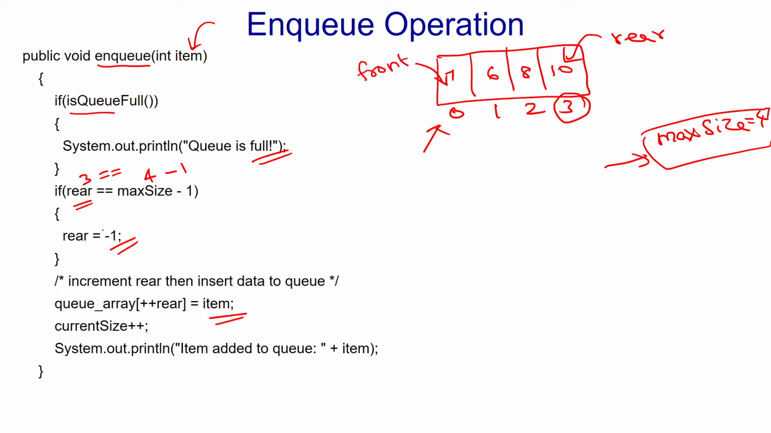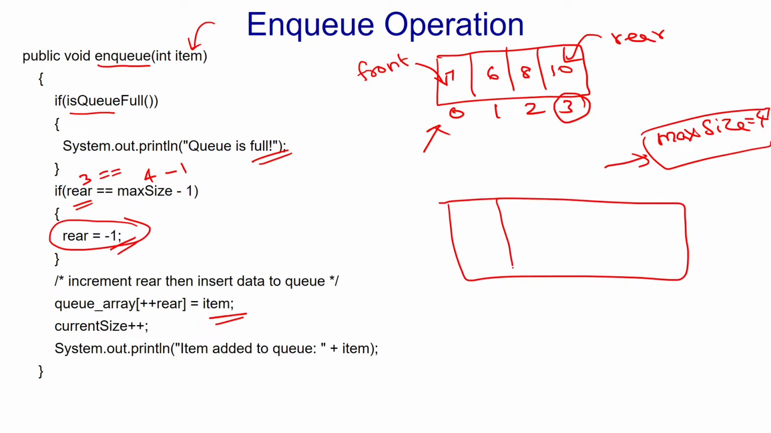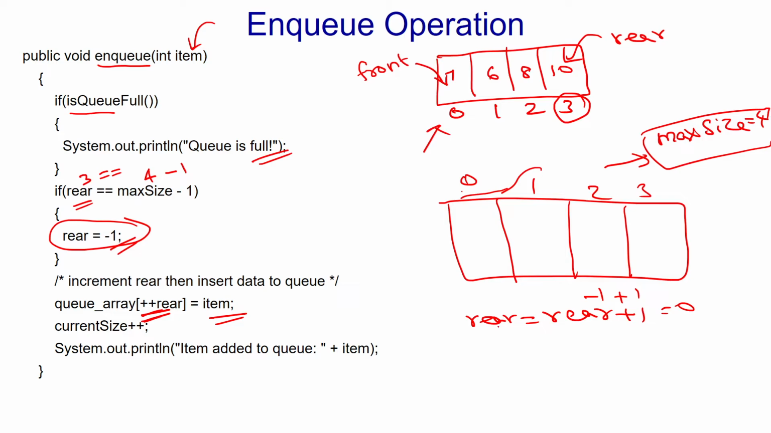Now if rear is minus 1, then your queue becomes like this: it is the empty queue. Now the rear will be incremented by 1, that is the pre-increment. Rear equals rear plus 1. Rear is minus 1 plus 1, which is 0. So now rear will be 0, indicating the 0th index.